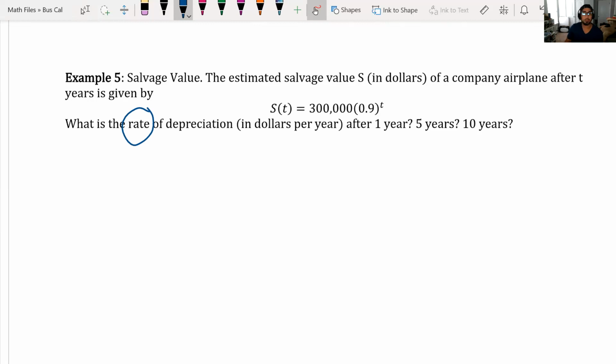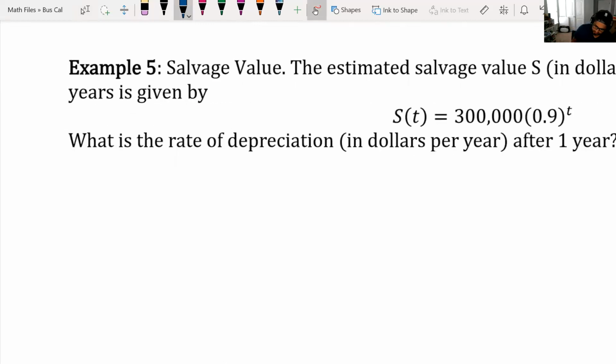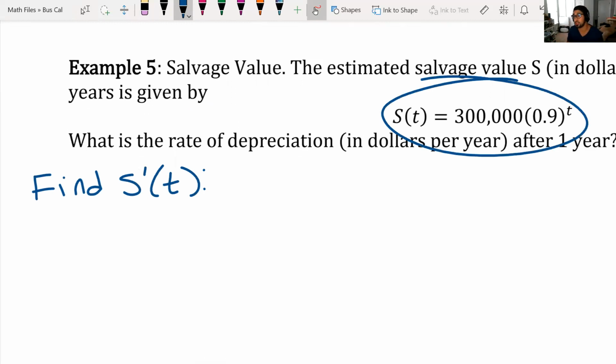Rate of change, slope, instantaneous rate of change, all mean to take the derivative. We got rate of depreciation. We want to know what the rate, or what the slope, is decreasing at, which means find the derivative. So we find the derivative. I'll zoom in. I got a bunch of room, I think, but I'll say find S prime of T. So we want the derivative of this function.